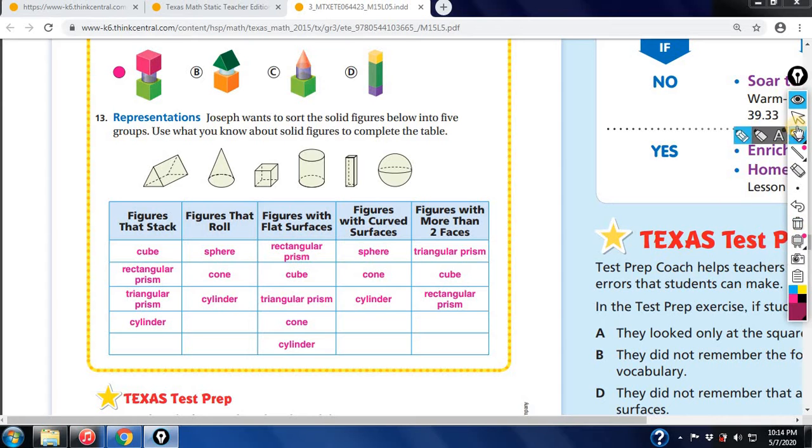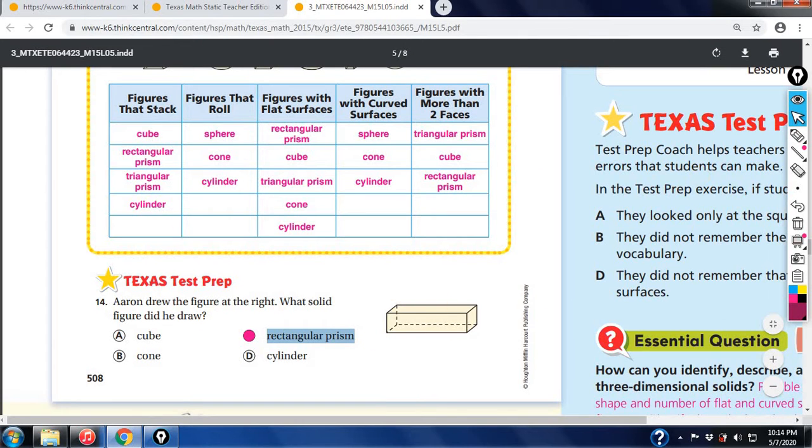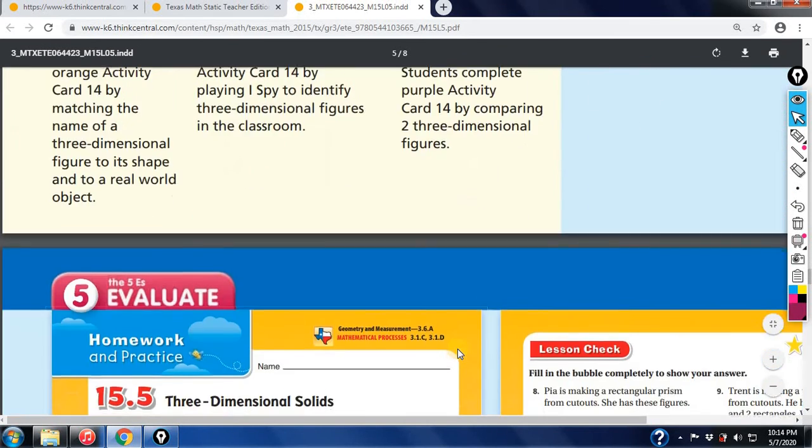And let's look at the next question. What's the name of this shape? Rectangular prism. And if you have your notes, and the word right, rectangular, okay, rectangular prism. The word prism shouldn't throw you off. All right, nice work. Let's look at your homework and practice.